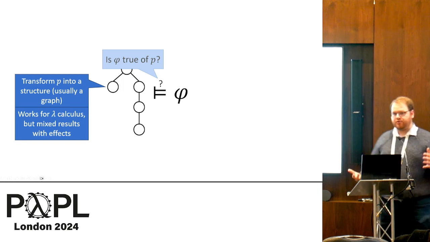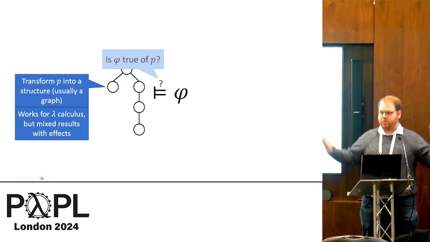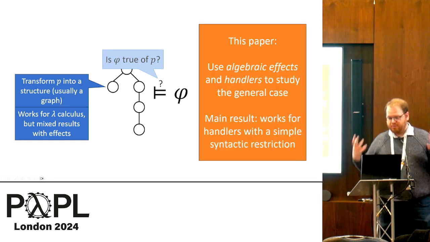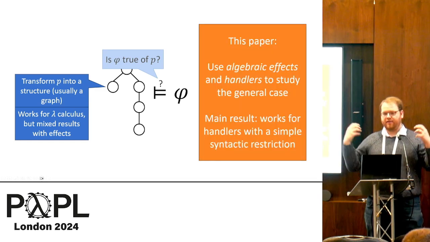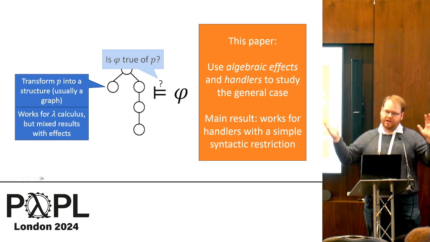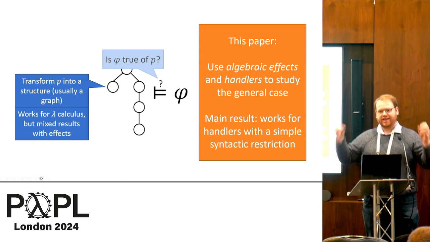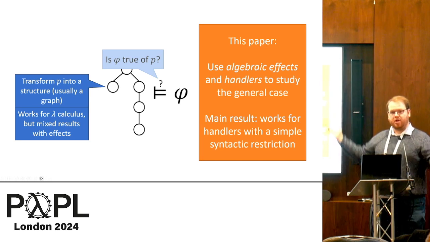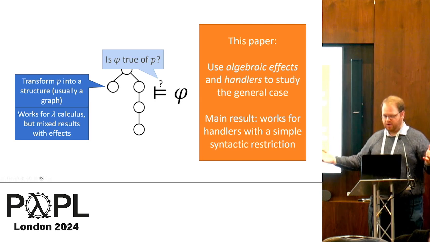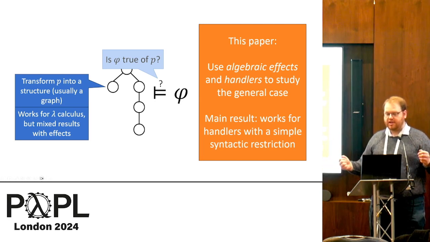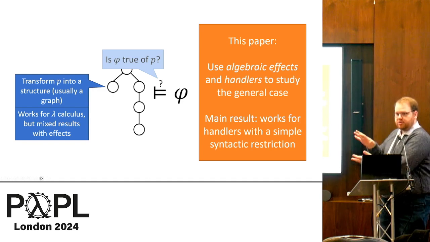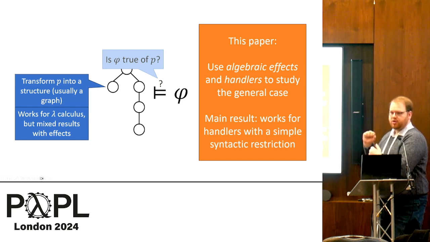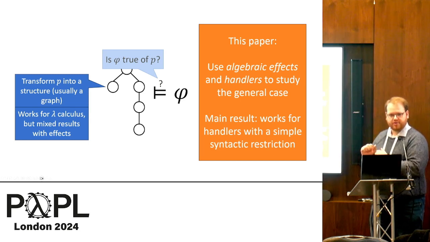This works really well for pure things like lambda calculus, but when you have effects, you get really mixed results depending on the effect that you have. So what this paper does that's really cool is use the idea of algebraic effects and handlers, which I don't get time to talk to you about today, sadly, but are a really cool technique in effect theory, to study this problem in general for any effectful program. And the main result is that if your handlers have a simple syntactic restriction, they can actually get a model checking program to work for any handler that satisfies that restriction.